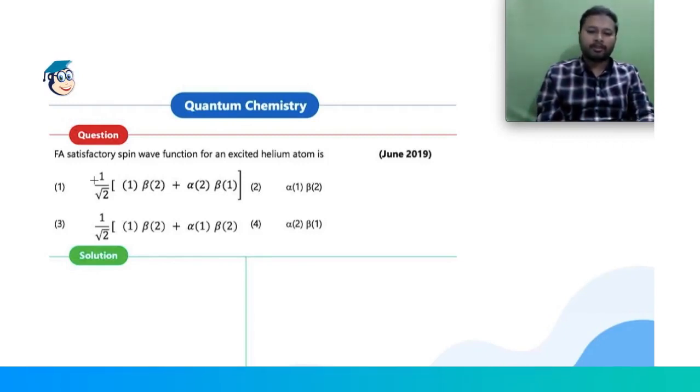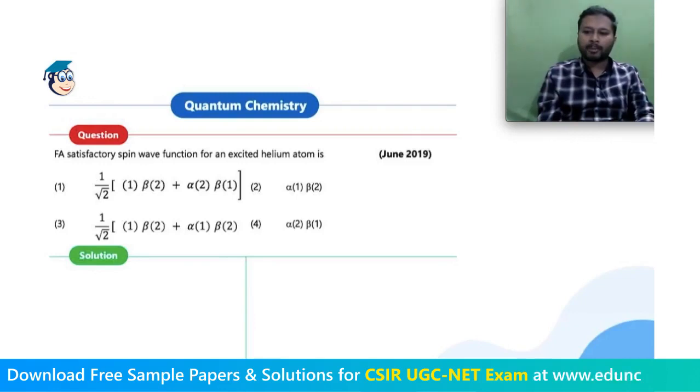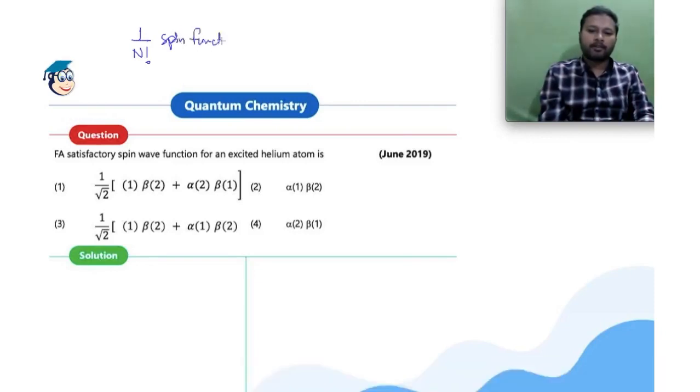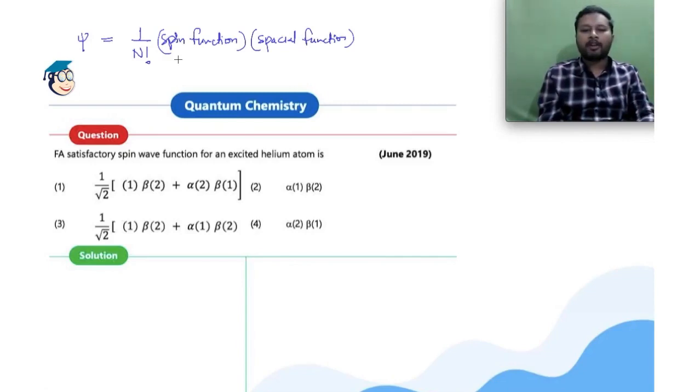So how will we do that? In the Slater's determinant, you might have studied that there are two parts. It's written in this way: 1 upon square root of n factorial, into a spin function, into your spatial function or spatial part. This is how we write down the wave function for a multi-electron system. It has two parts: a spin part and a spatial part.